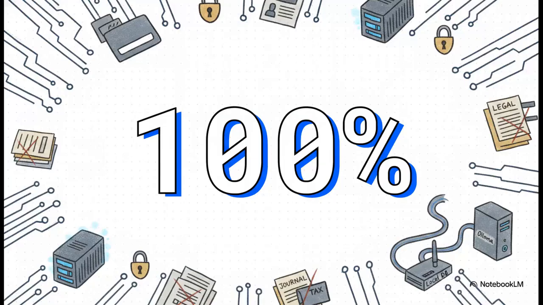No more guessing. And that brings us to a massively powerful number, 100. By running this completely on your own hardware using Ollama and local vector databases, you achieve 100% data privacy with absolutely zero internet reliance. Nobody is scraping your sensitive legal documents, your personal journal, or your tax returns to train the next big model. It's all yours.